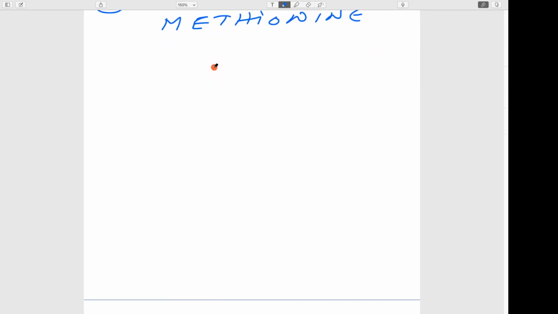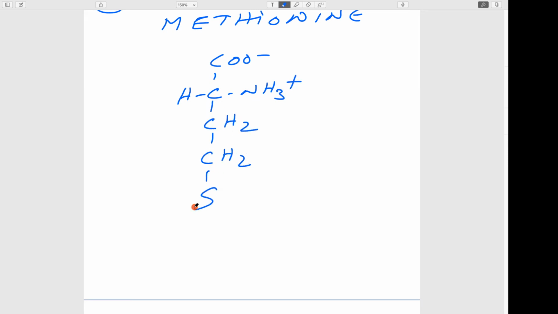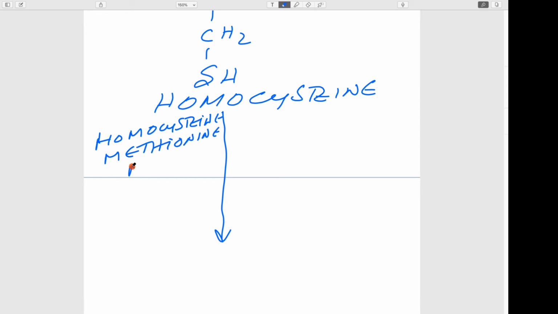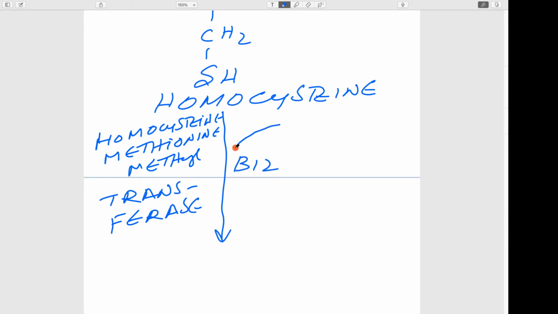Let me write the structure of homocysteine. Here this is the structure of homocysteine. In the presence of the enzyme homocysteine methionine methyl transferase, and in the presence of B12, this reaction can take place.